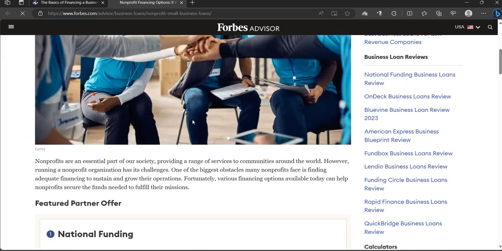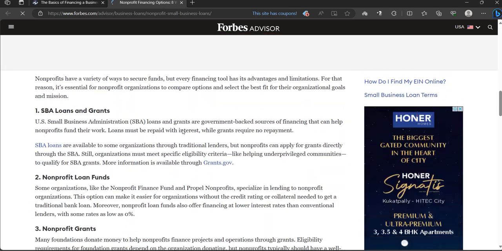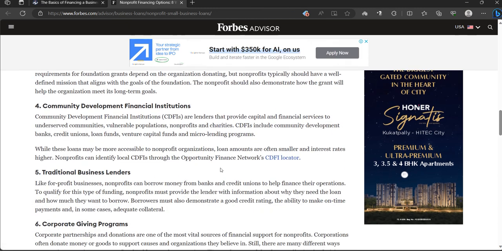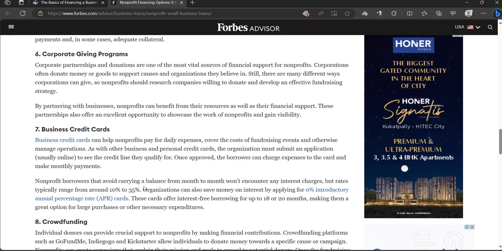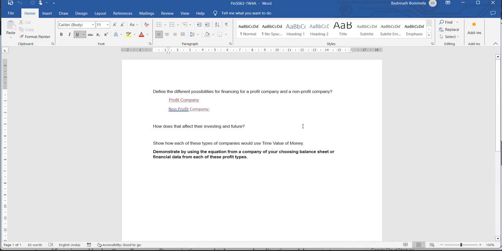This shows different types of financing options for a non-profit company. Just discuss a few. Select any two or three options. Take any three options among these available options and discuss what kind of financing options a non-profit company, a trust or charity has. Okay, so you need to discuss these things in the first part. This should be done for a profit and a non-profit company. This should be done in 300 words.